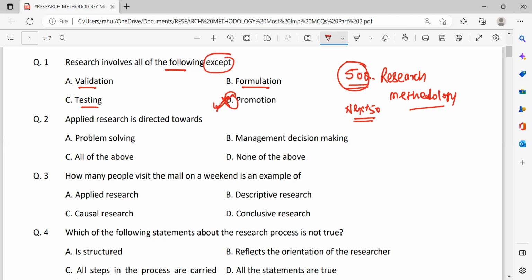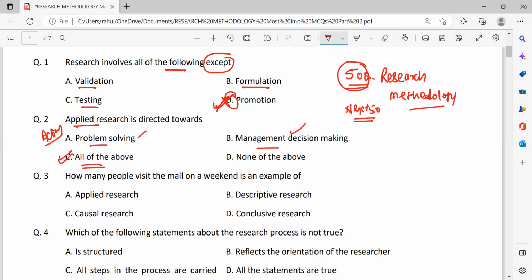The next question is applied research is directed toward problem solving, yes. Management decision making, yes. Applied research is kind of action oriented. Problem solving and the latest problems whatever society is facing, we can address with the help of applied research. So problem solving, yes. Management decision making, yes. So option C, all of the above, right?